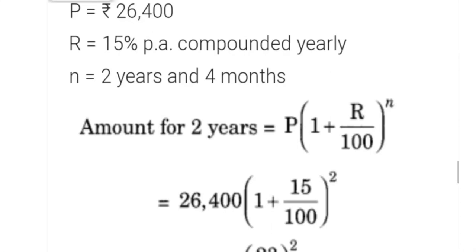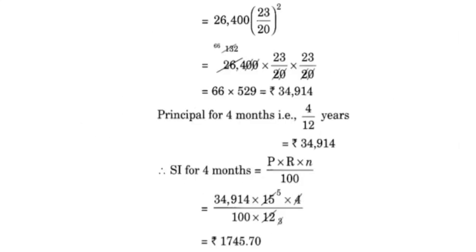Okay, now 20 into 1 is 20 plus 3 upon 20. So it will come 23 upon 20 whole square. Okay, means 26,400 and bracket 23 upon 20 square. Now let's simplify. So answer is 34,940. Now we have principal for 4 months, that is 4 upon 12 years.